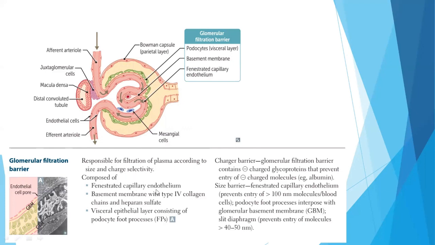It is composed of fenestrated capillary endothelium, basement membrane with type 4 collagen chains and heparan sulfate, and visceral epithelial cells consisting of podocyte foot processes. The charge barrier is the glomerular filtration barrier, which contains the negative charge glycoproteins that prevent the entry of negative charge molecules. The size barrier is the fenestrated capillary endothelium and prevents the entry of molecules more than 100 nanometer, like blood cells. Podocyte foot processes are interposed with glomerular basement membrane, and it contains a slit diaphragm which prevents the entry of molecules more than 40 to 50 nanometer.